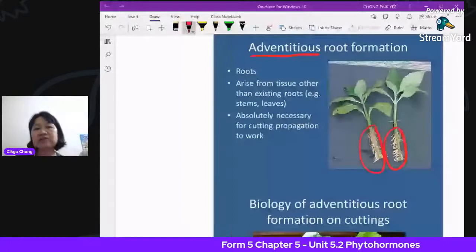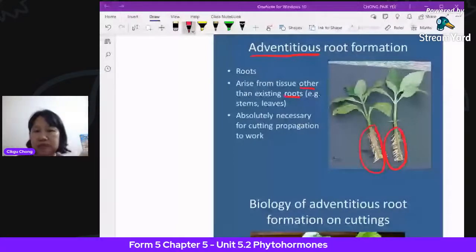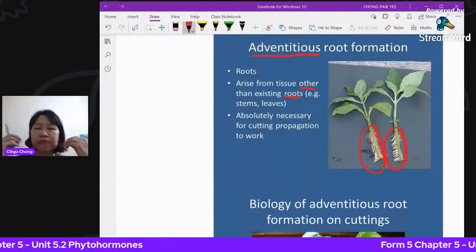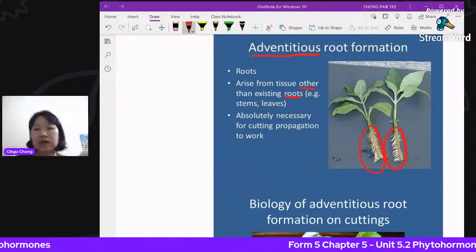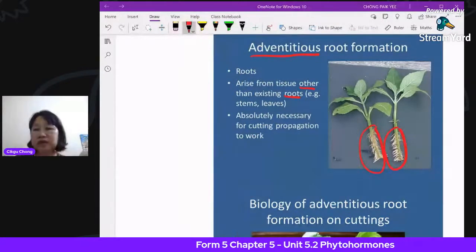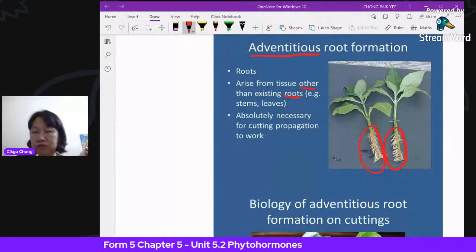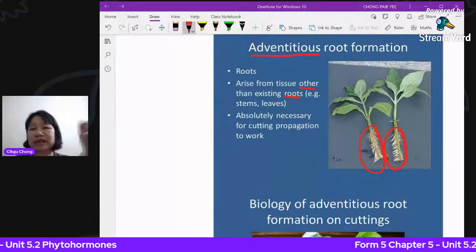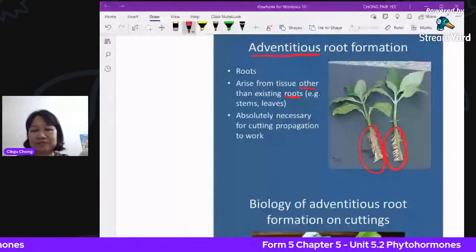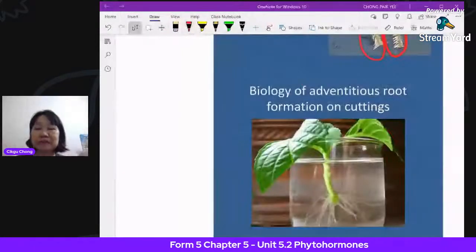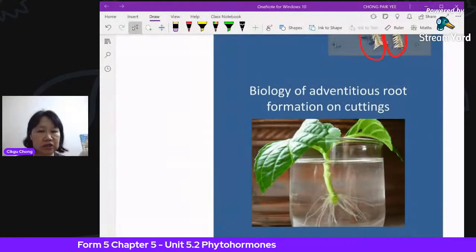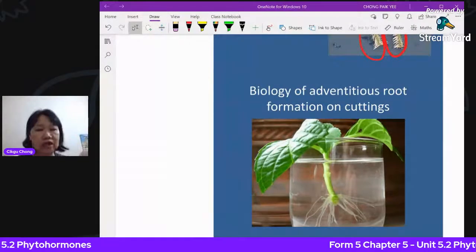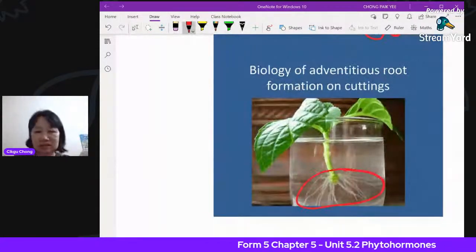It's not a true root, but it comes from the stem. These are the roots called adventitious roots. This is necessary because when you want to grow from stems, you need this kind of root, and then you can plant the whole thing into the ground. Now, how do you stimulate these adventitious roots to grow? Normally you put it into water and wait until the roots come out, and then you're ready to plant.